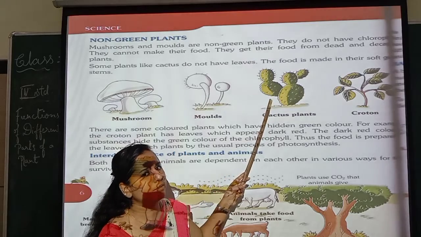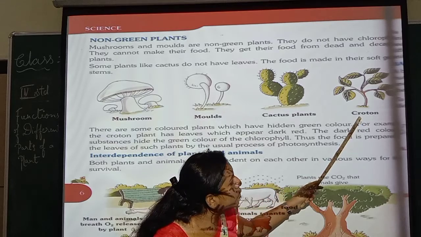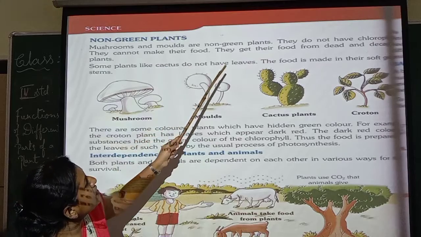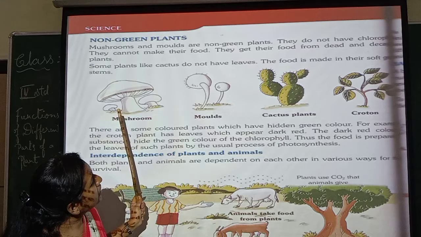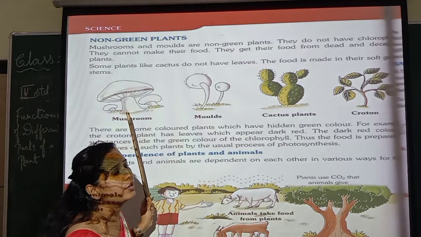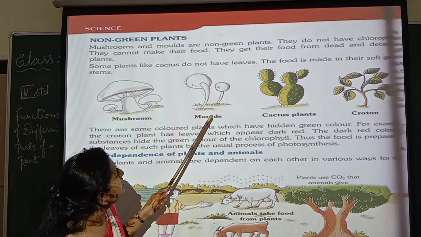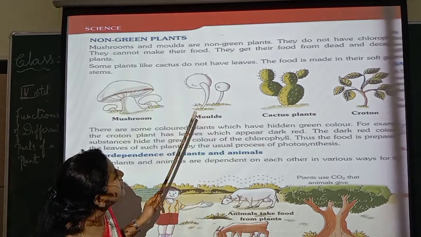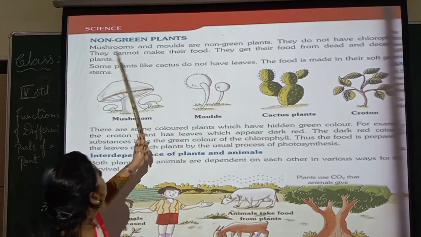This is a cactus plant. You have all seen cactus plants, no? This is a croton plant. So, mushrooms and molds are non-green plants. They take the help of dead particles and start growing one by one and more. Molds are the same. They take the help of dust and decaying particles and start growing. They get their food from dead and decaying plants.